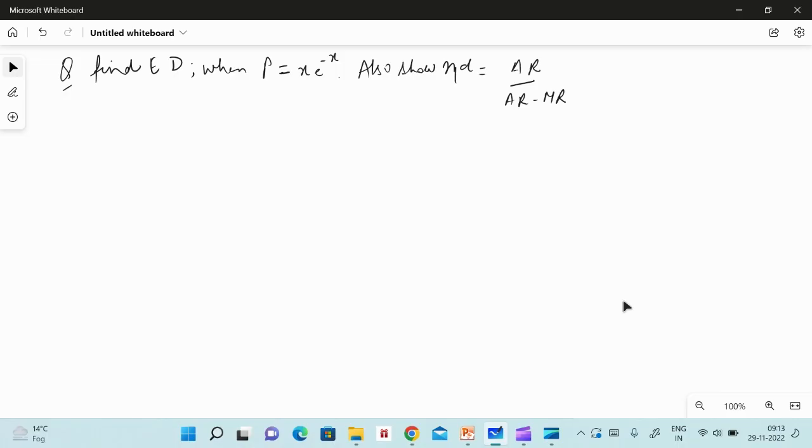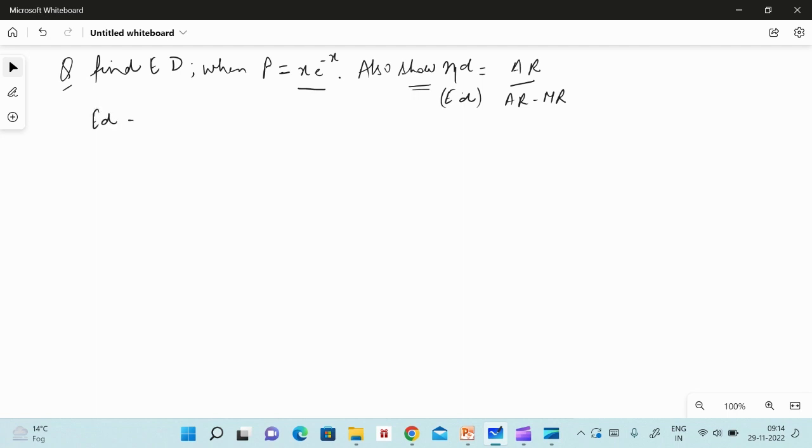So you can see here that there is a question in front of you in which we have to find out the elasticity of demand when P is x e^(-x), right? And the second part is that we have to prove that ηd, that is elasticity of demand, is equal to average revenue upon average revenue minus marginal revenue. So there are two parts in this question. First of all, we will find out the value of elasticity of demand, right?